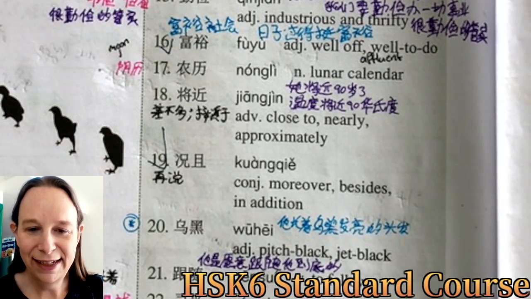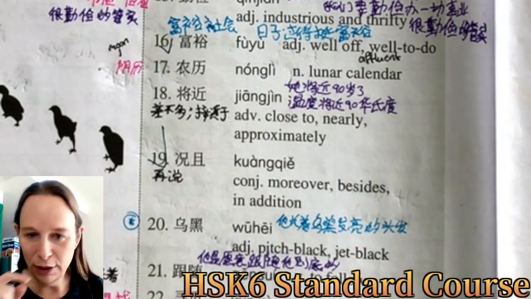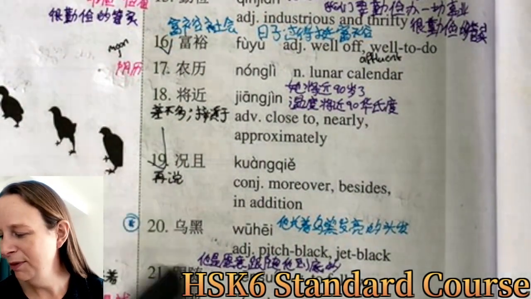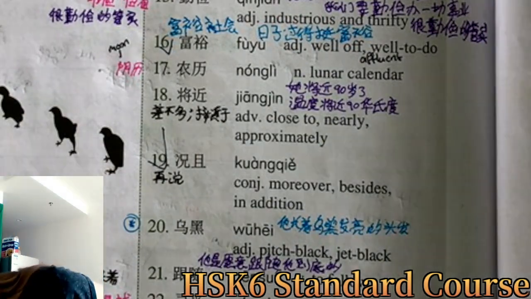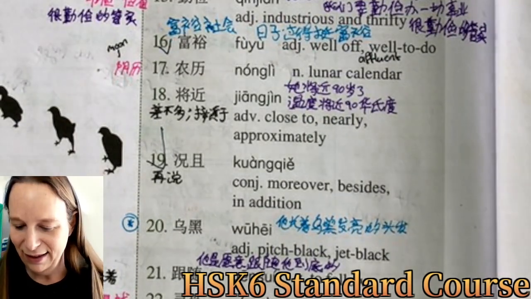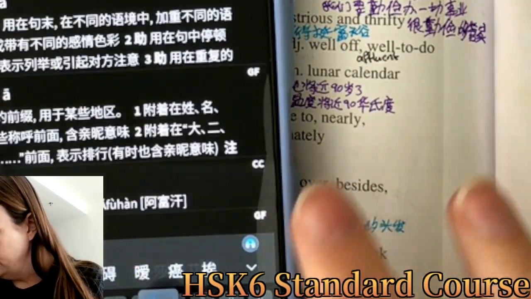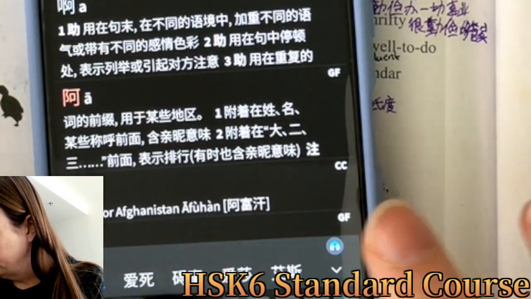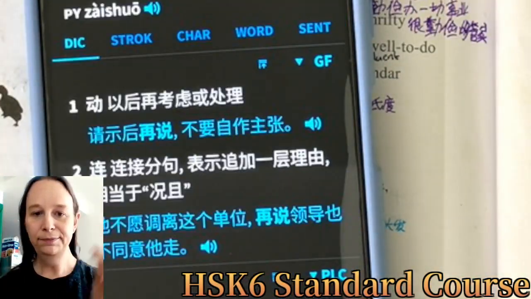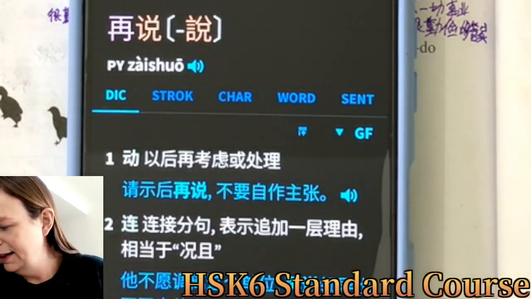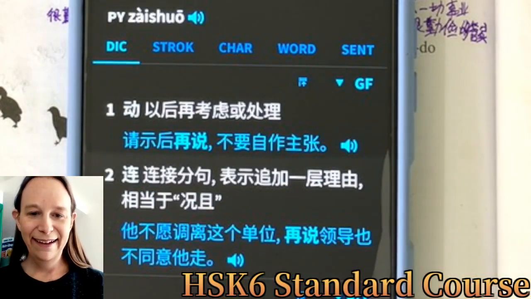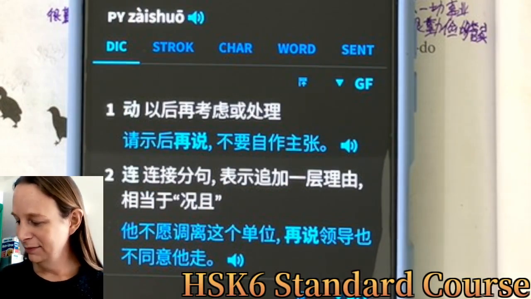Okay, 况 is 情况的况. There's other words like 再说, yeah, 再说. 再说 is moreover, right? This is a bit less formal. Oh, maybe that's what I looked up in the dictionary. 再说. 事后再说, that's another. This one, 再说, meaning moreover. Oh, 相当于况且. Okay. 况且.